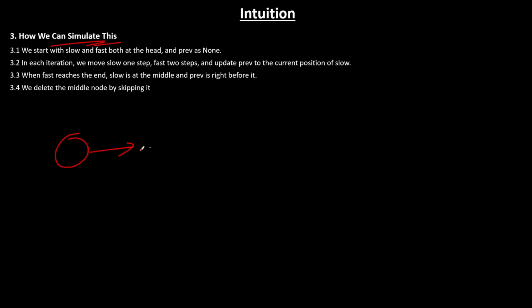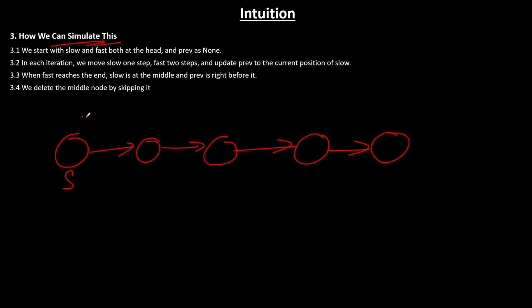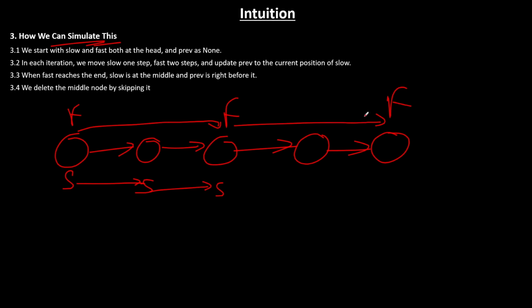Let me draw the linked list again here. Another linked list. Now let's iterate the slow and fast pointer again, right? Slow comes here, fast moves still here, right? Then slow comes here, fast moves to the end. Okay, slow and fast is done.